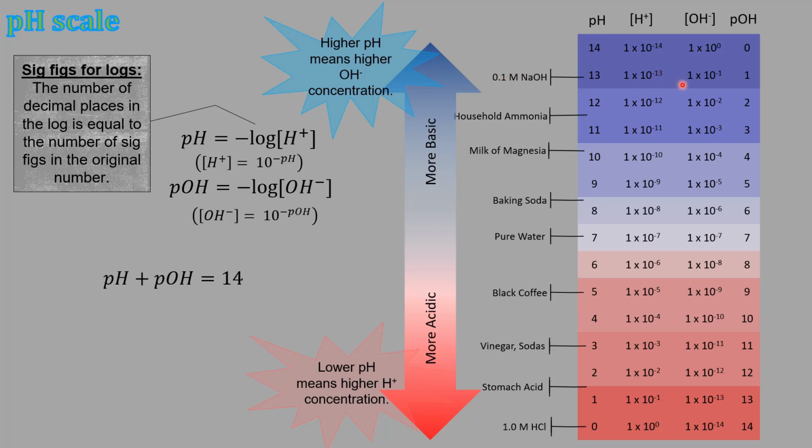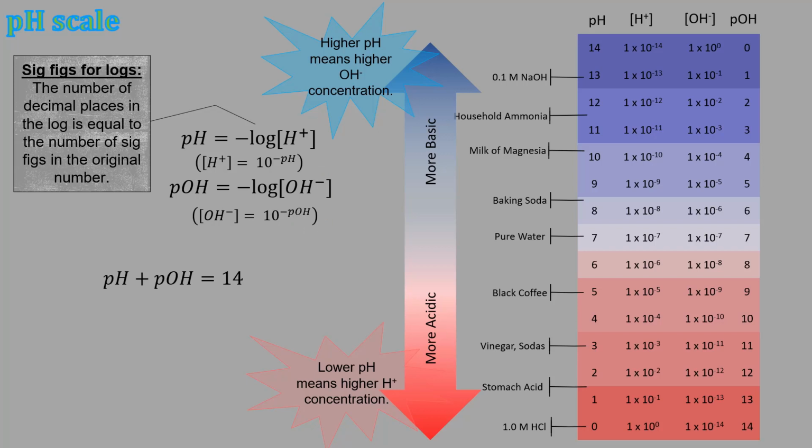And since this is basic, we have a much, much higher concentration of hydroxide than we have of hydrogen ion. And down here where it's acidic, the hydrogen ion is bigger. Now at pH 7, these two are equal to each other because it's neutral, and so you have equal amounts of both of them. And here are the equations that you need to remember.